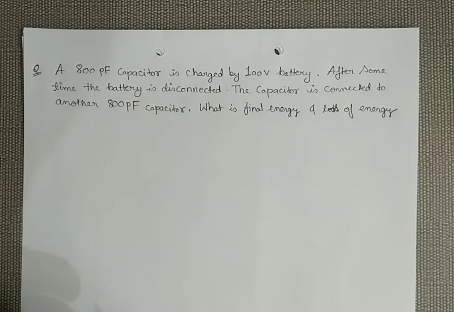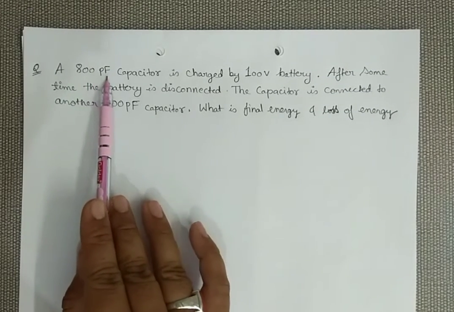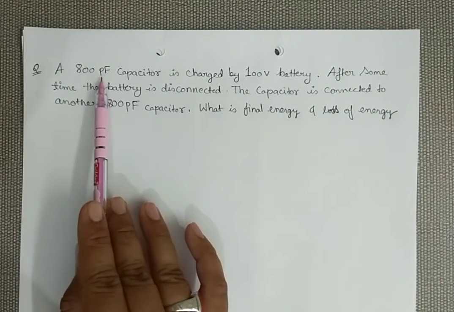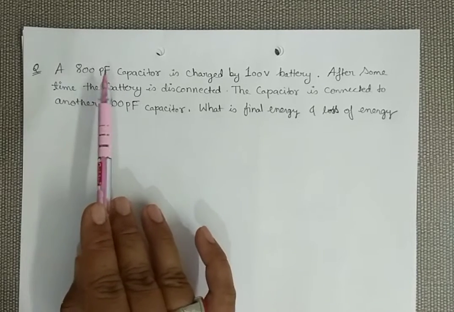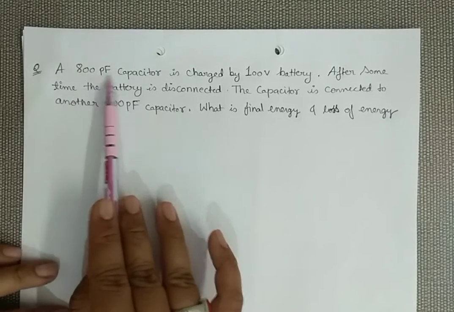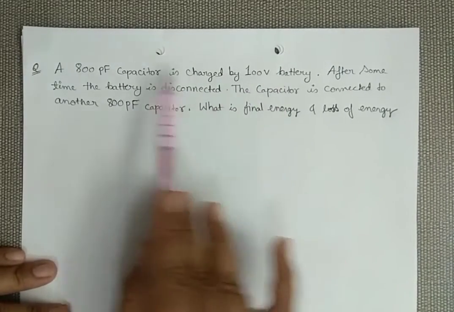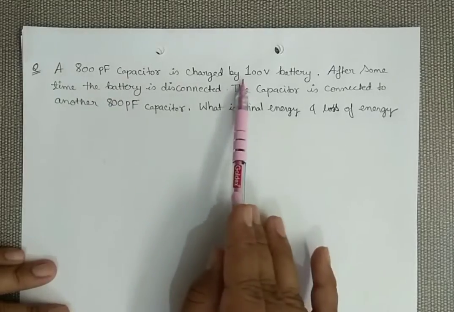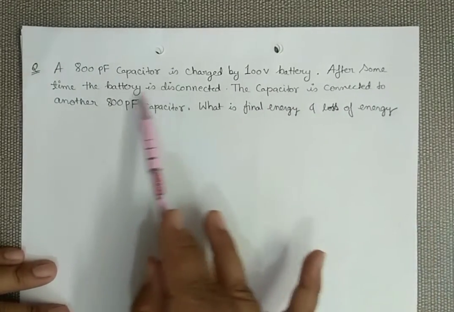So let's take an example for your better understanding of the topic. See the question. 800 pF stands for picofarad. Pico means 10 to the power minus 12 farad. So the first capacitor is 800 picofarad and it is charged by a 100 volt battery. So this is your C1 and this is your V1. After some time, this battery is removed.